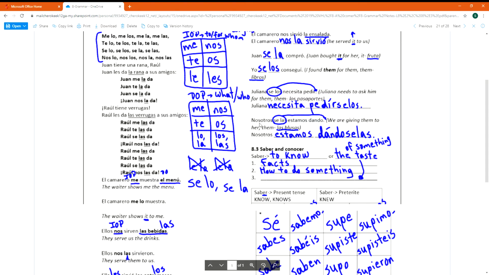All right, so "nosotros se las estamos dando." So right here I have estamos and dando, two verbs. That's saying we are giving them to her, and then them refers to las blusas. So "nosotros se las estamos dando." This option, we put the double object pronoun before the conjugated verb. So the second option, we're going to attach it to the second verb. So that becomes "nosotros estamos dándoselas."